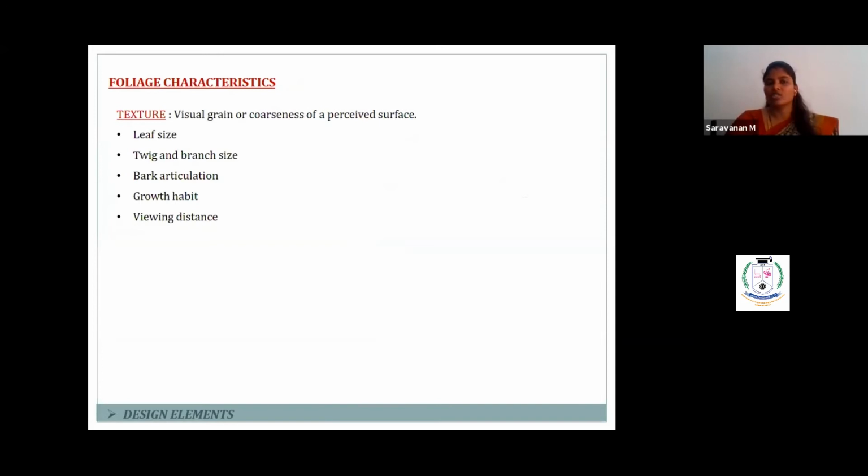So when it comes to texture, visually it has different leaf sizes, twig and branch size, bark articulations, growth habit, and viewing distance.